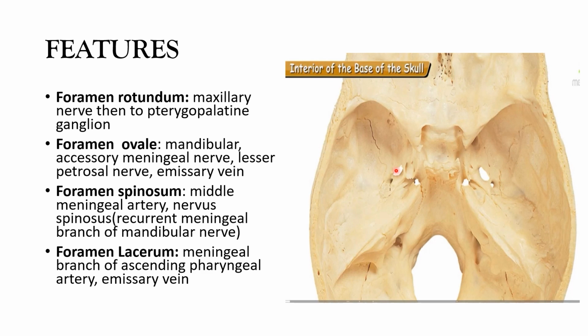Then we have the foramen spinosum, just inferolateral to it. This is the foramen spinosum. Now the structures going through the foramen spinosum are the middle meningeal artery and the nervus spinosus, which is the recurrent meningeal branch of the mandibular nerve. Then we have the foramen lacerum, just beneath the area of the cavernous sinus. You have the meningeal branch of the ascending pharyngeal artery going through it, and also the emissary vein.